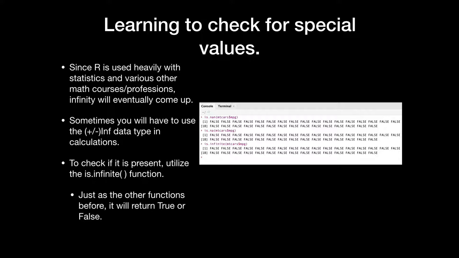Since R is used heavily with statistics and various other math courses and professions, infinity will eventually come up. Sometimes you will have to use the plus or minus infinity sign data type in calculations. To check if it is present, we can utilize the is.infinite function. Just as the other functions before, it returns true or false. You always want to make sure that these special characters are not in your data, or if they are, you need to know how to handle them, which is why it's always a good habit to check for these things before you start analyzing your data.